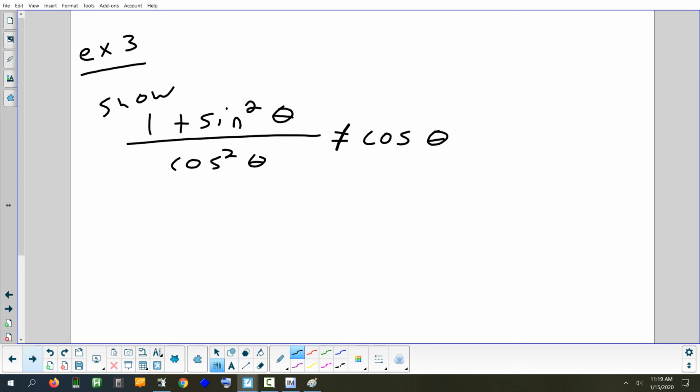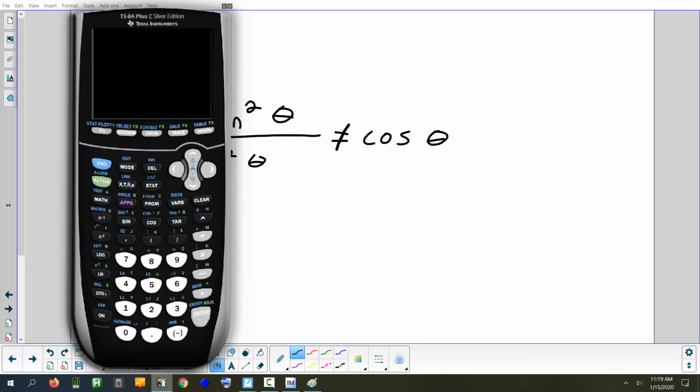Right. If you can find a counterexample, all you have to do is find one time that that doesn't work, and then it's not true. Okay? Because to prove something's not true, that's very easy. Just show that it's not true one time, and you're done. Right? Proving something is true, that's harder. You can't just show it's true one time. You have to do a proof to show that something's true all the time. So let's pick a number for theta, but I'm going to use my calculator to do it.